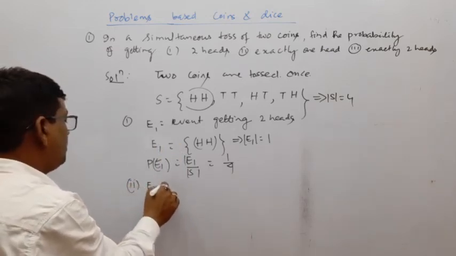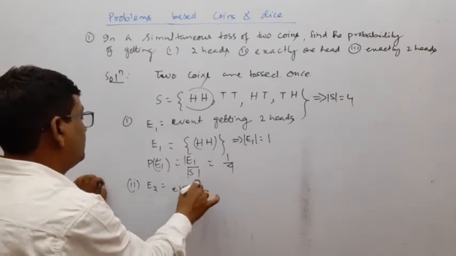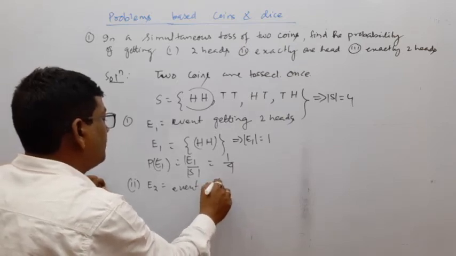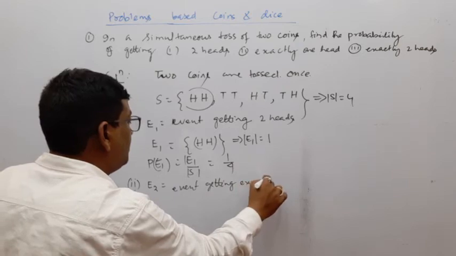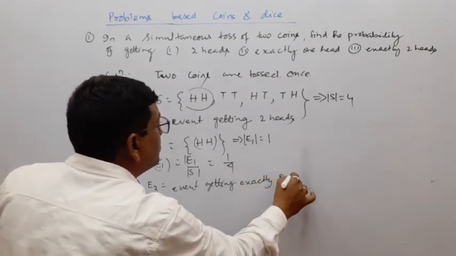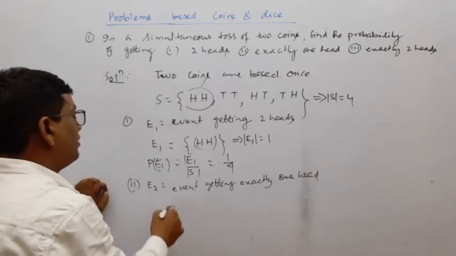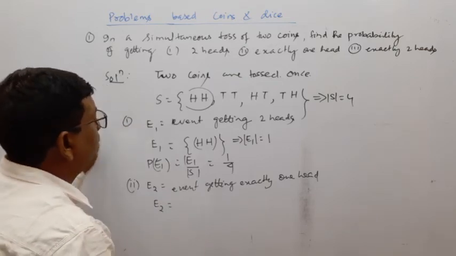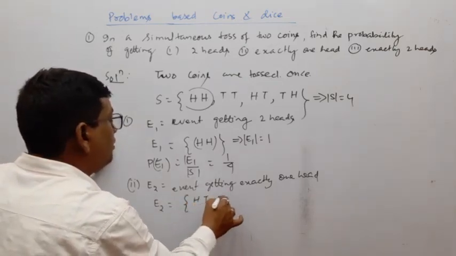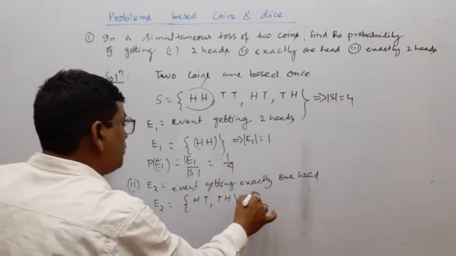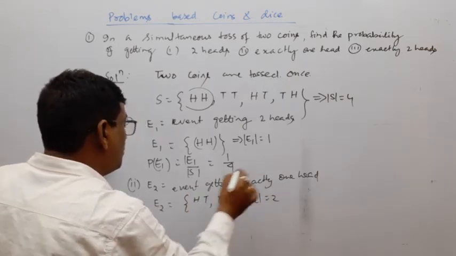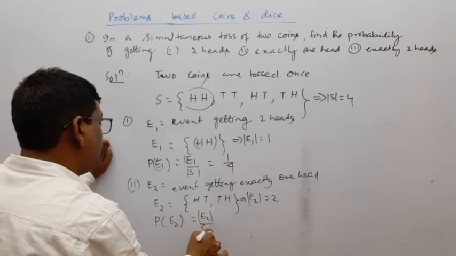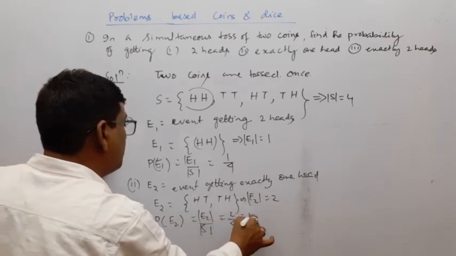E2 is equal to the event of getting exactly one head. Exactly one head means what here? That is HT and TH. So the cardinality of E2 is equal to 2. So the probability of E2 is equal to the cardinality of E2 divided by the cardinality of S, that is 2 by 4, which is equal to 1 by 2.